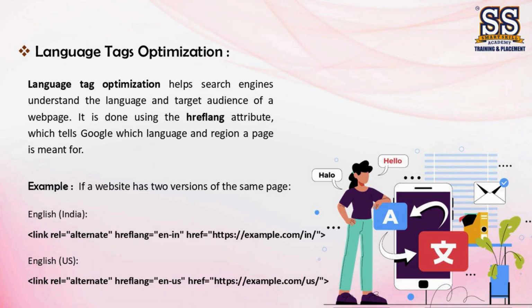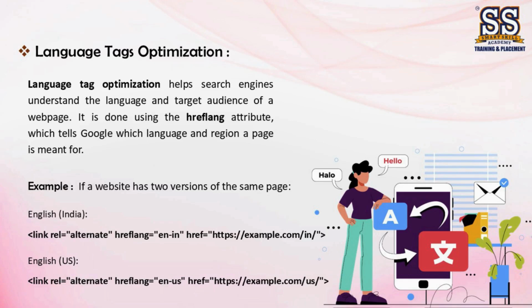Let's look at the example on the screen. Suppose you have two versions of the same page. For your Indian audience, you would use the tag en-IN. For your US audience, you'd use en-US. By placing these snippets in your website's header, you're essentially giving Google a roadmap to navigate your international content correctly.